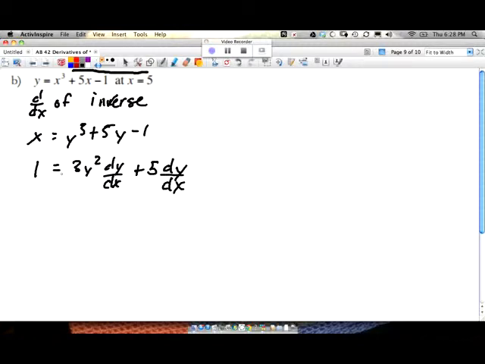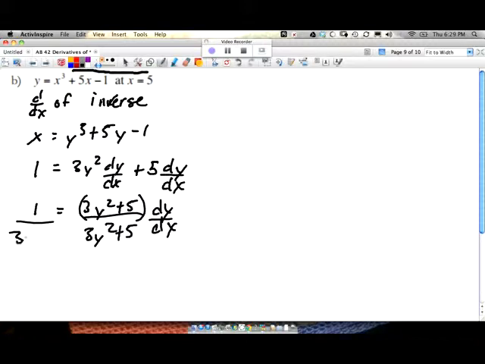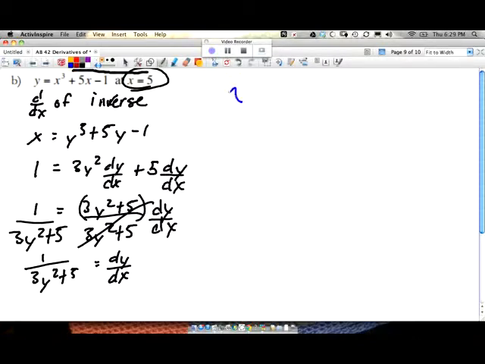Alright, so now we got to simplify things a little bit here. That's going to give us 1 equals 3y squared plus 5, all times dy dx. If we factor that out, then we can divide both sides by 3y squared plus 5. And now we know that 1 over 3y squared plus 5 equals dy dx. No big deal, right? Well, we know that x equals 5. Okay, so x equals 5.